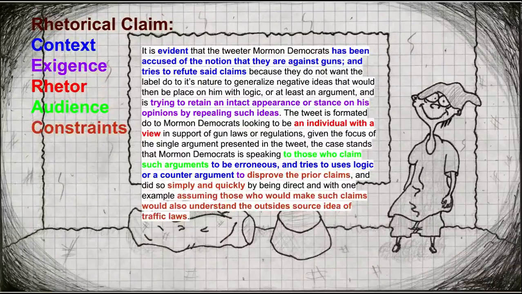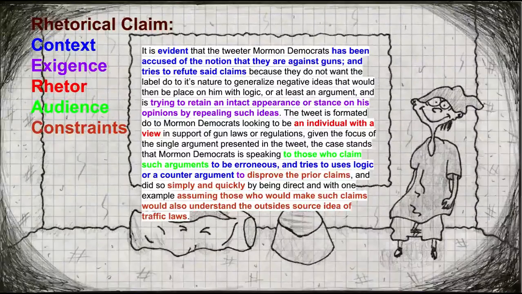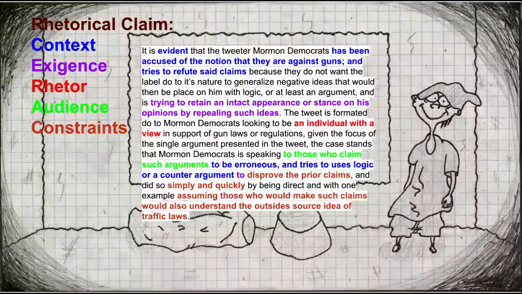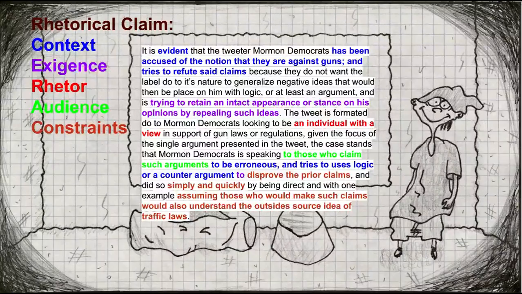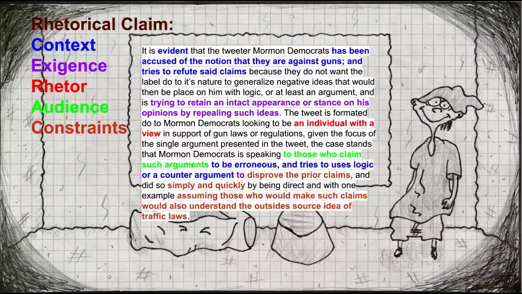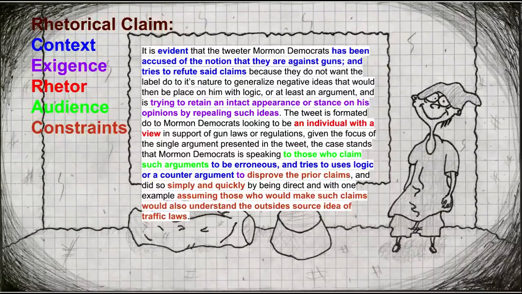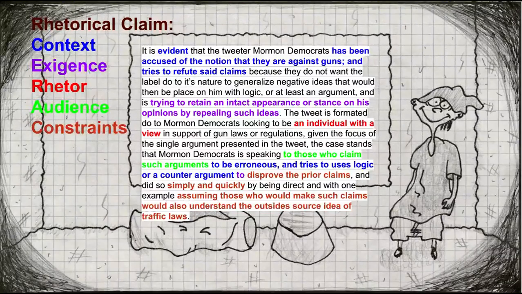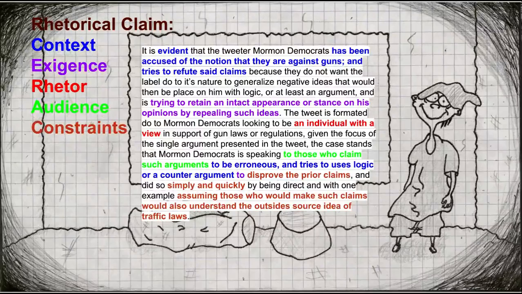It was a single-argument-focused tweet, directed to those who make the claim that he is anti-gun. He tries to say this is erroneous and uses a counter-argument. Although that is the context, he tries to disprove the prior claims. That is a constraint. You have to use logic, because you can't just tell people what to think. Often you have to prove or disprove what other people think to be right or wrong, or correct, or the proper or best way. That was one of the constraints, and they did so simply and quickly.